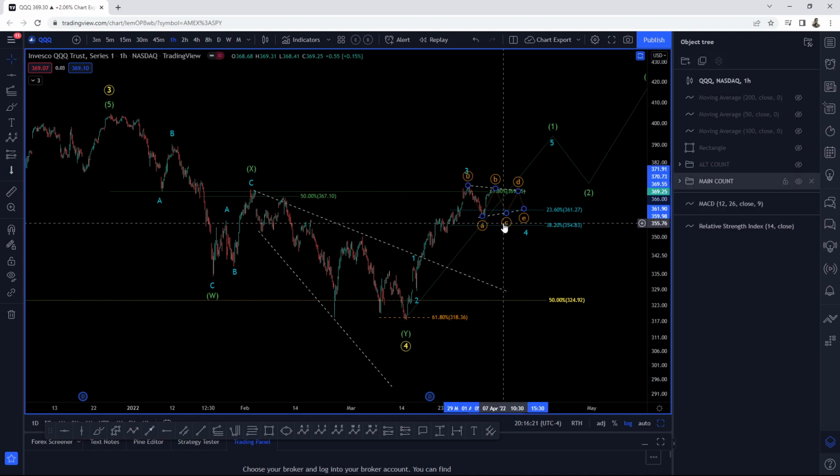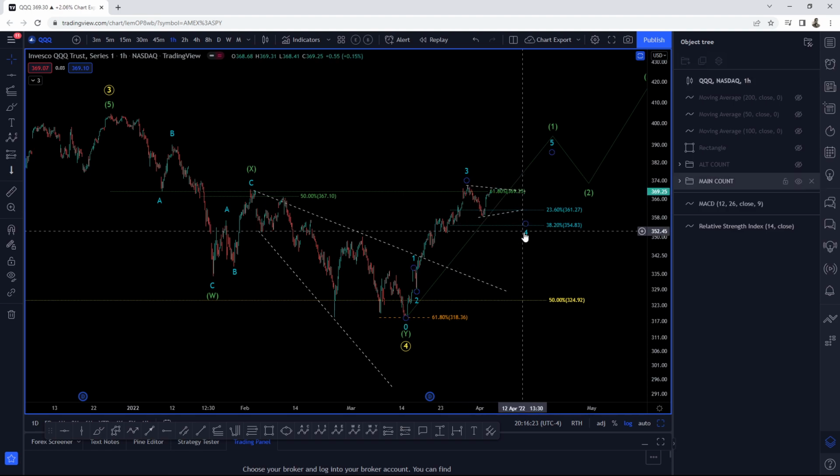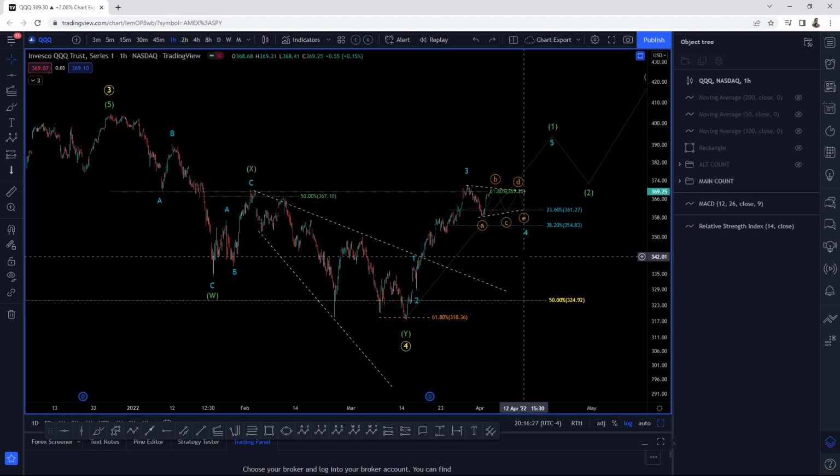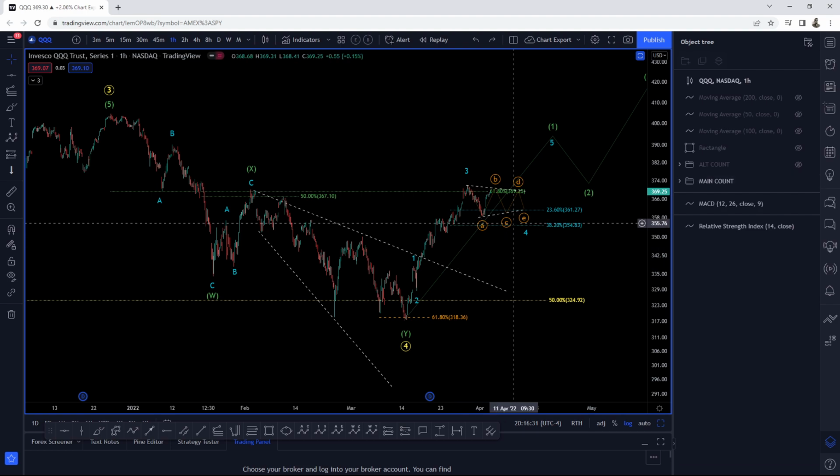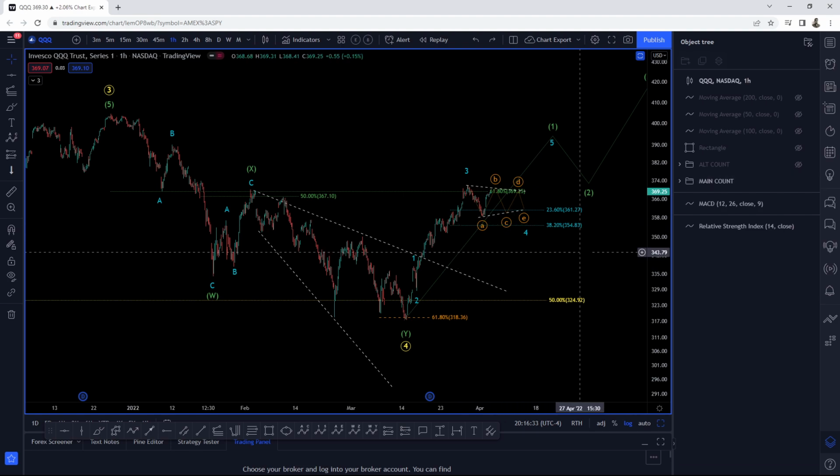We may see not a triangle in this case, but rather maybe an ABC. Who knows? We shall see. We shall wait until Wednesday, because that's when I do anticipate markets will start picking a direction.